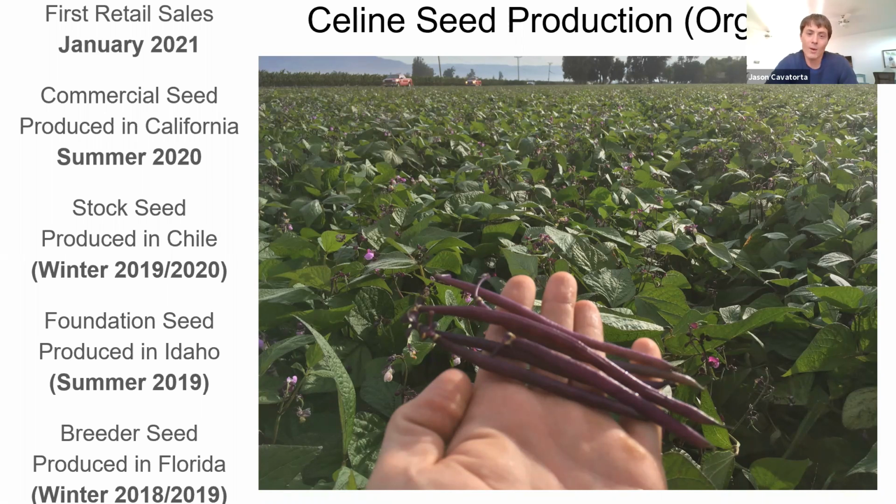The summer before that, we worked with a seed grower in Idaho to produce the foundation seed. And the winter before that, we produced our breeder seed, which is just a pound of seed. And so it took all this time, basically 3 years, just to scale up seed to be able to have enough to sell. And all of this was after the breeder seed was produced in Florida, which was 1 pound. All of it was done by third-party producers.